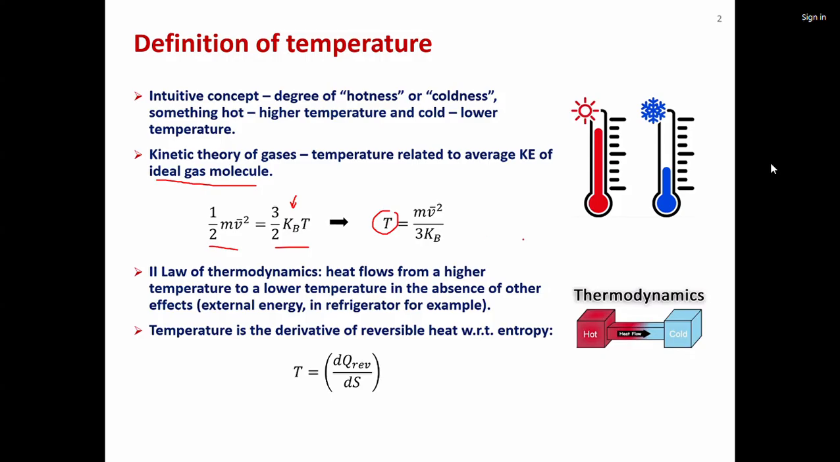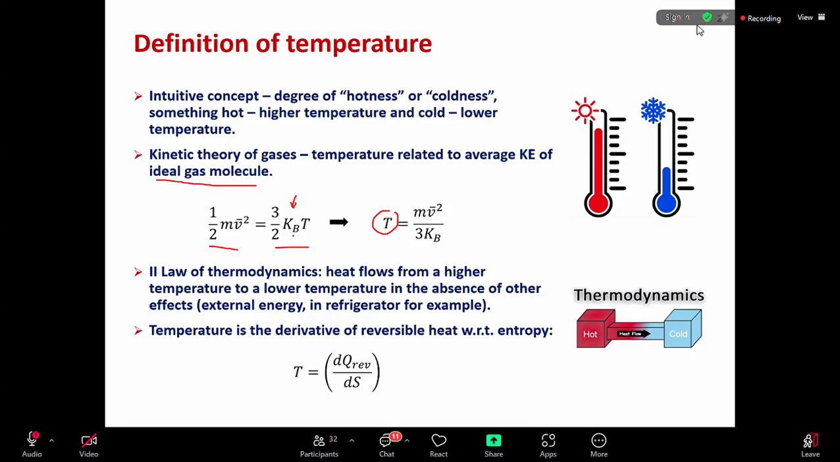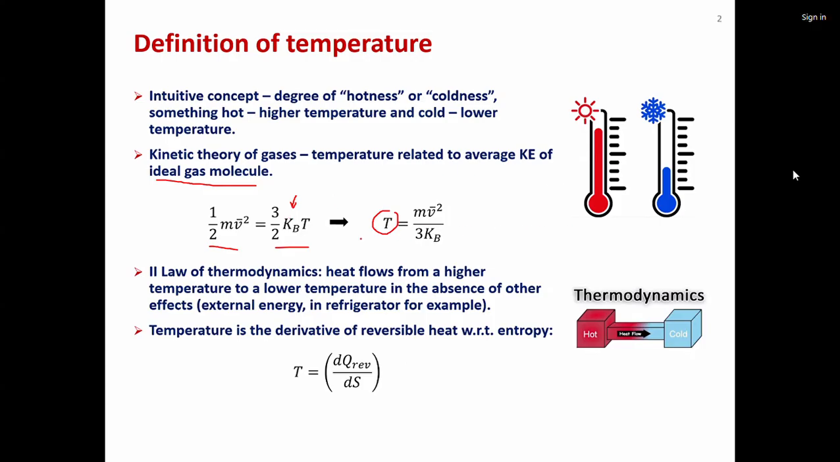Sir, can you please spell the name of the constant? This is called the Boltzmann constant, Boltzmann. And the value is 6.023 into 10 to the power minus 23. So you can define temperature in this way as the kinetic energy divided by the Boltzmann constant.